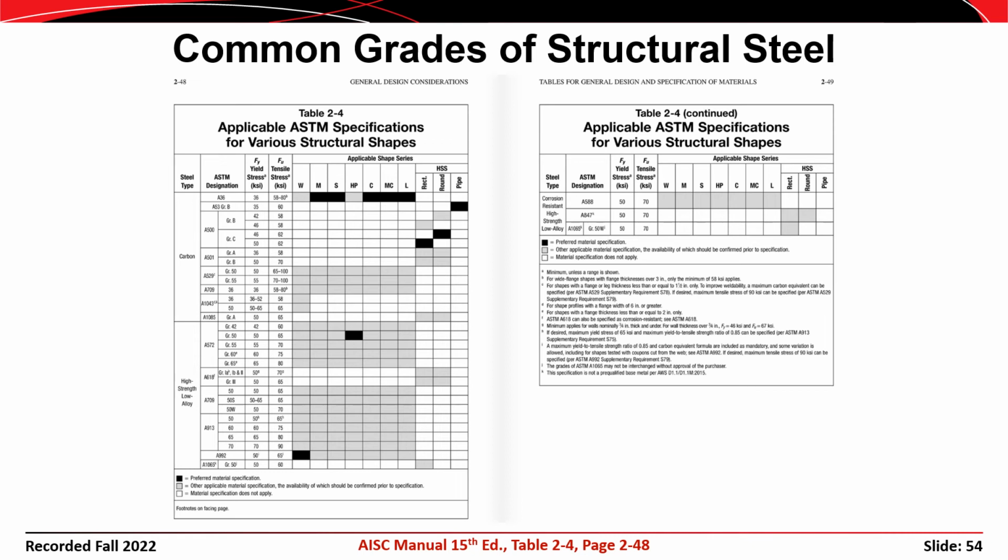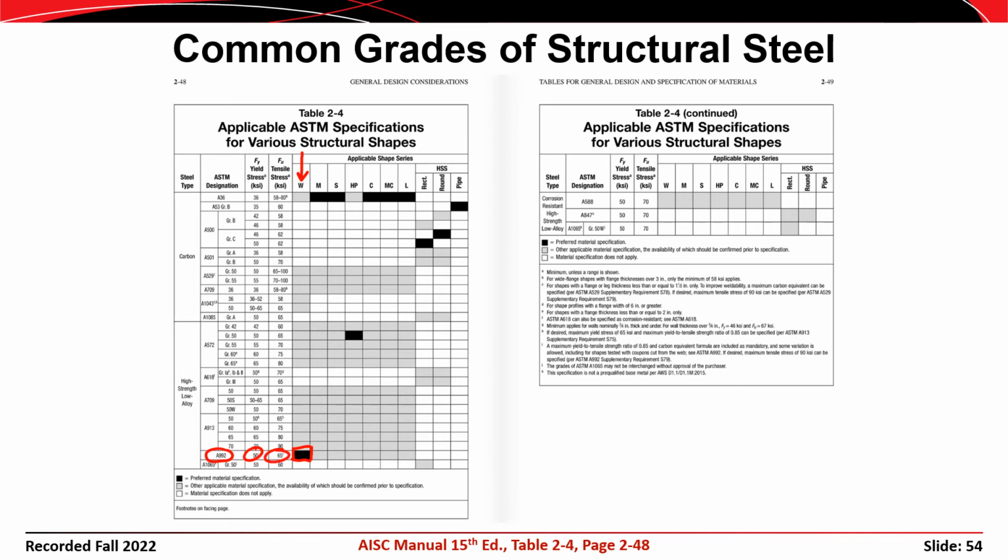So here's a couple of screenshots from those tables, and these give us an idea of the material properties that we're using based on the type of cross section that we're looking at. So for example, if you're looking at a W shape, then you would come in and look at this column right here, and you would be looking for cells that are either gray or black. So this cell down here represents a preferred material specification. So if you're using a W section, then you're probably going to want to use A992 material with F sub Y equal to 50 KSI and F sub U equal to 65 KSI.